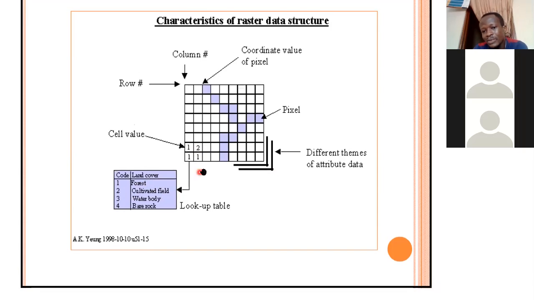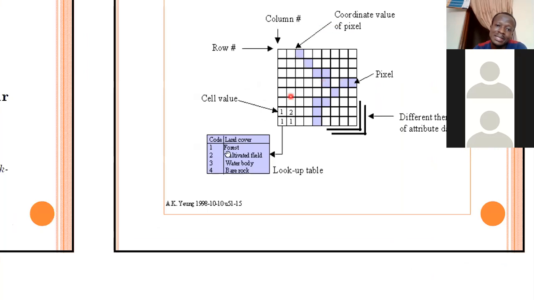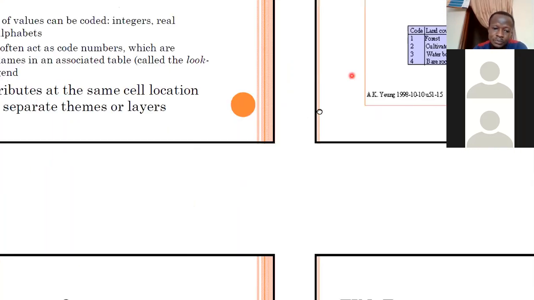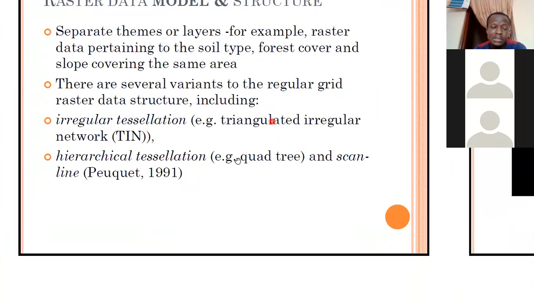So now we have a way of understanding what the values in the raster model stand for. We've already talked about separate themes or layers. We've also talked about several variants to the regular grid raster data structure, which is really the triangulated irregular network. It's an example of an irregular tessellation, whereas regular grid squares are a regular tessellation. To tessellate is just to cover an area. It's an English word, so we can just look out for it.